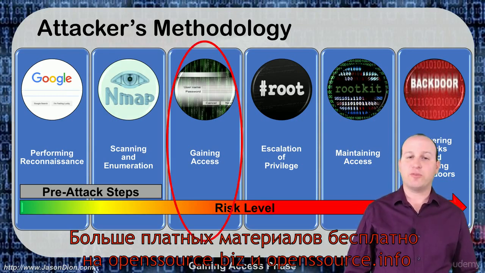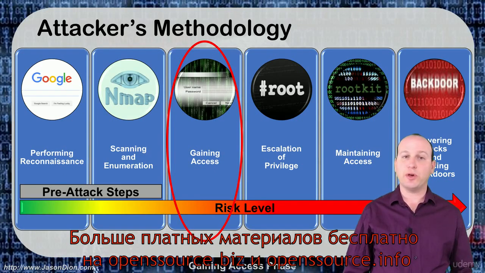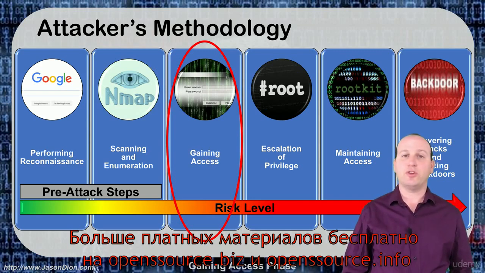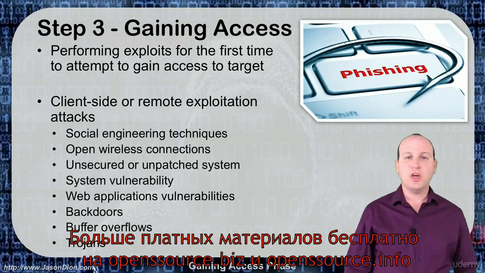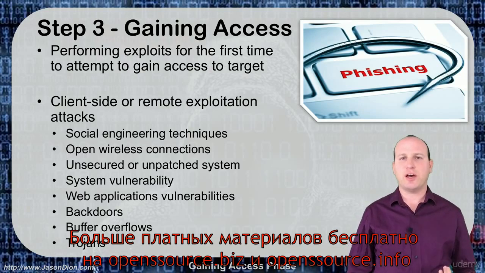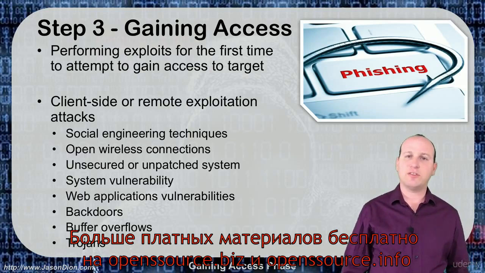So at this point in the attacker's methodology, we are going to exploit something in the operating system to be able to get ourselves into that. Whether that's going to be a client side, a remote side, or other type of attack, this is where we're going to do our exploitation. So step 3 is gaining access, and this is where we're going to perform our exploits for the first time in order to gain our access into the system.